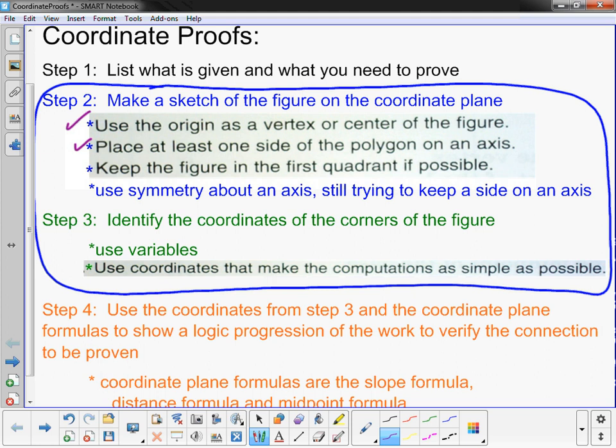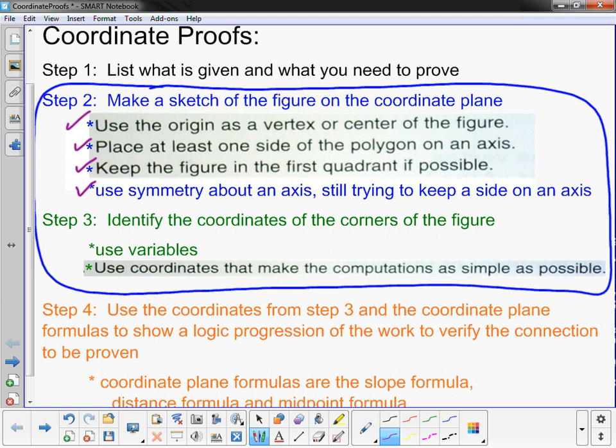If possible, we want to try to keep everything in the first quadrant. All the x values and all the y values there are positive numbers, which makes things easy. And then we can also look at using symmetry about the axis. So if I can go positive and negative b, or positive and negative c, or positive and negative 3 off the x-axis, I keep everything balanced that way too. So that's how we place it on there.